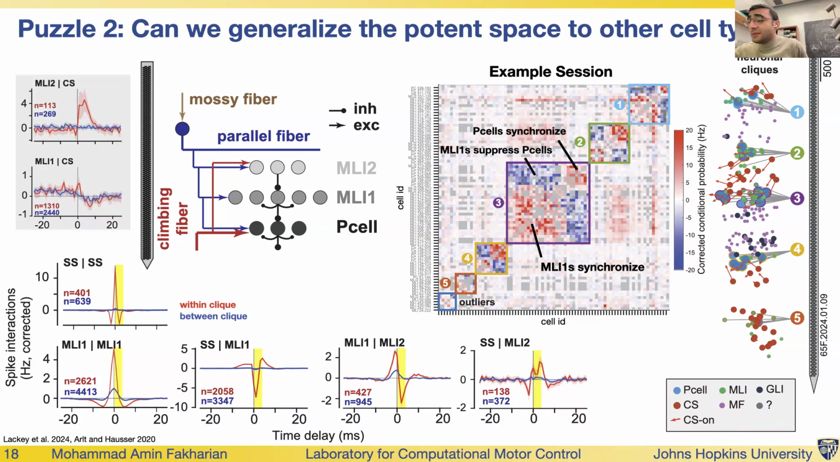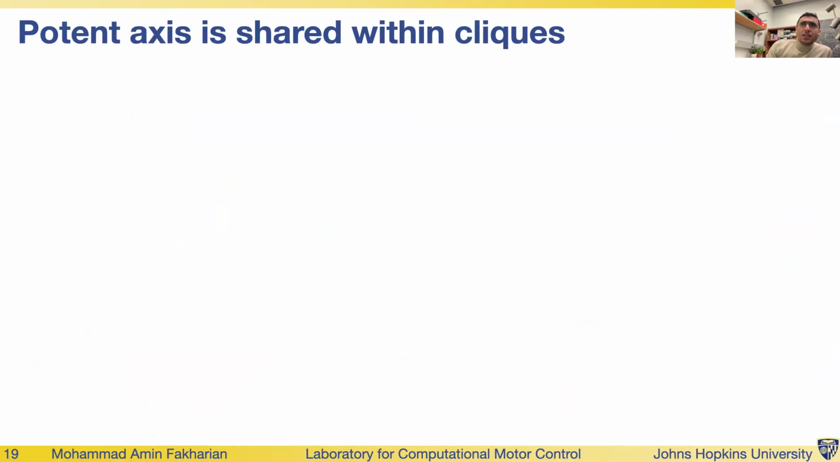And in addition to that, we verified our MLI type identification by the fact that only MLI2s have a spillover after climbing fibers happen, not the MLI1s. So now let's see what the modulation is. How do the MLIs respond during the saccade, and how can we interpret their population activity?